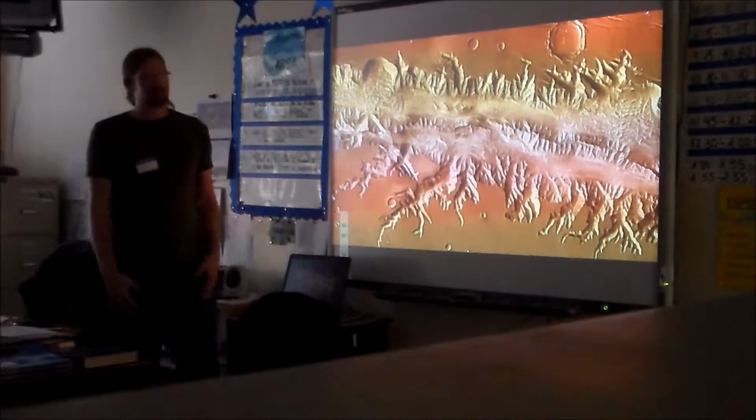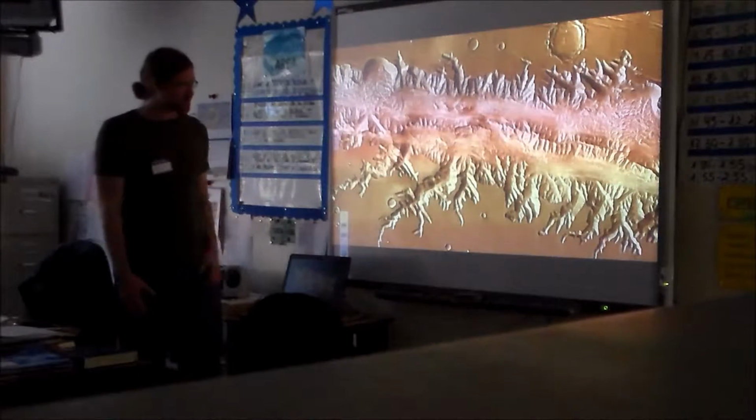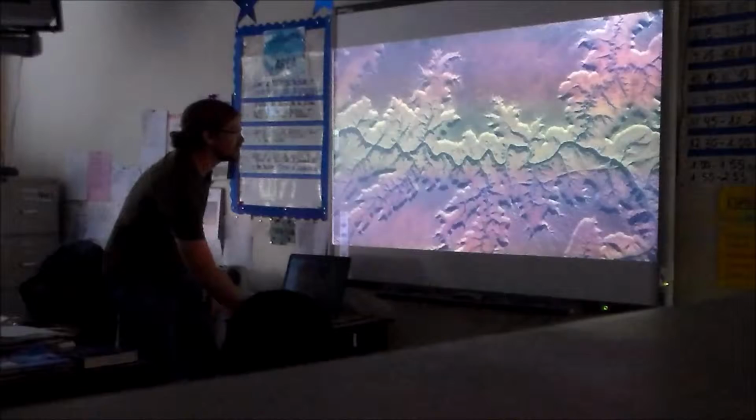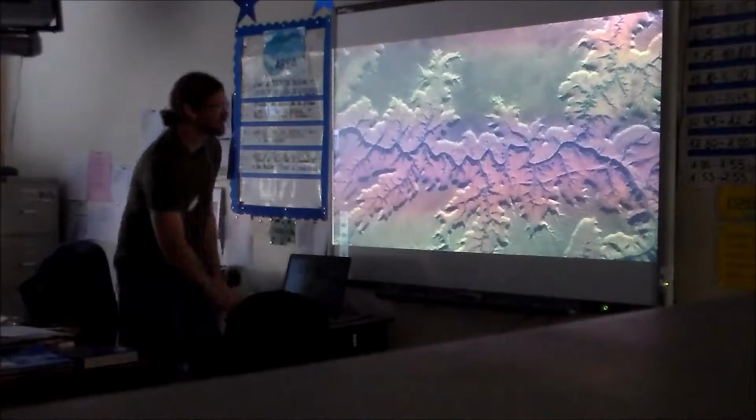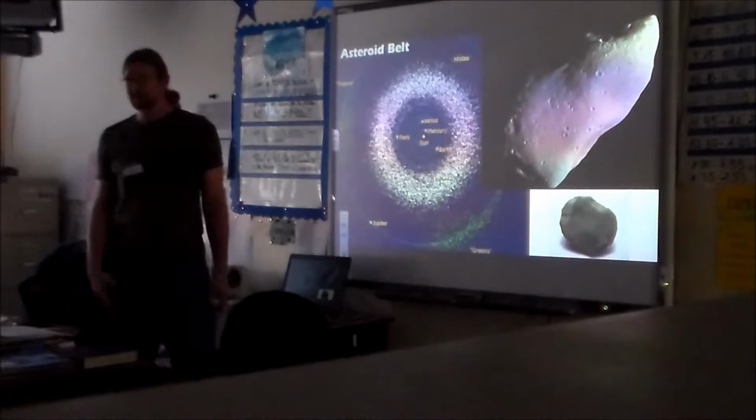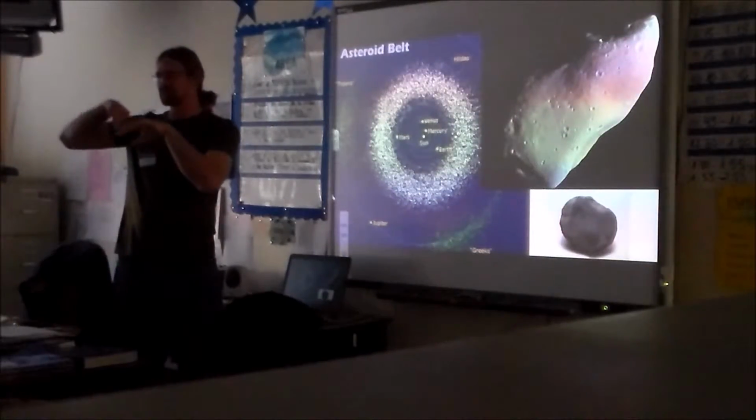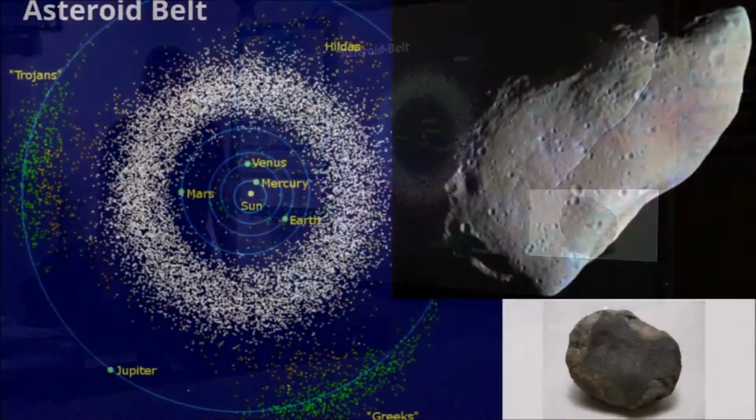I kind of just want to illustrate that rivers form canyons. This is one on Mars. This is the Grand Canyon. See the similarity? Water eats rock, makes a canyon.